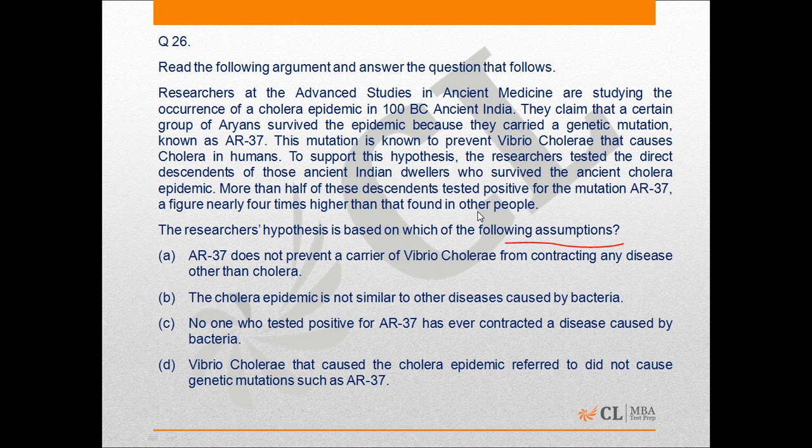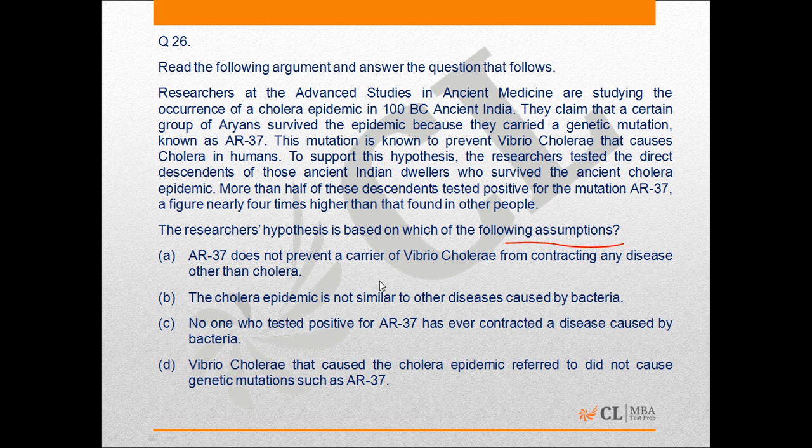So, by testing the descendants, the researchers have come to the conclusion that their ancestors carried this. At first glance, what looks like a right option is, what if these descendants developed it as a result of cholera, because the human body is known to develop certain immunities as a result of a particular disease. So let's look at option A.